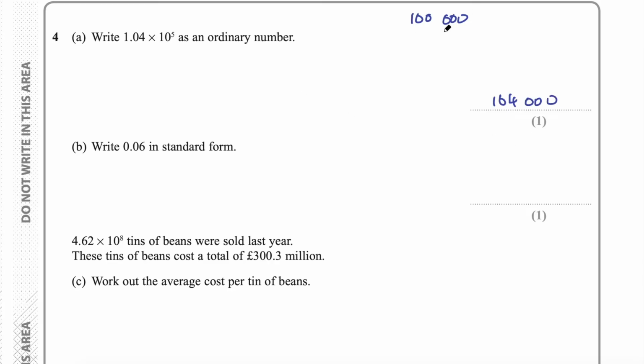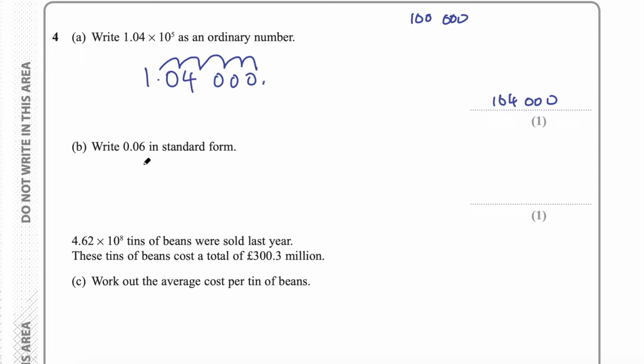Another way to do it is to take this number and move the decimal place 5 places to the right. So 1, 2, 3, 4, 5. And wherever you have gaps, you put zeros. So that's going to be 104,000.